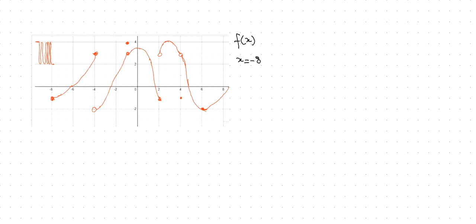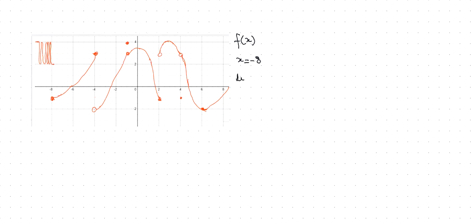We see that as we approach x is equal to -8 from the left, the graph is not approaching a single value, but it is oscillating. In order for a limit to exist, the function must approach a single value. So because the graph to the left of x = -8 is not approaching a single value, the left-hand limit will not exist.